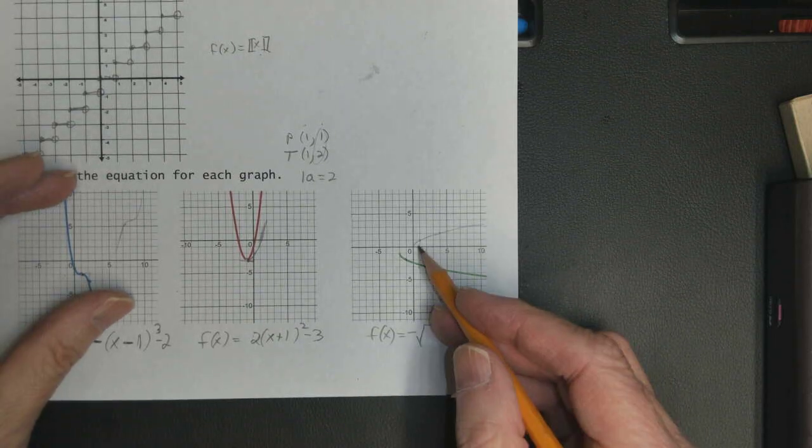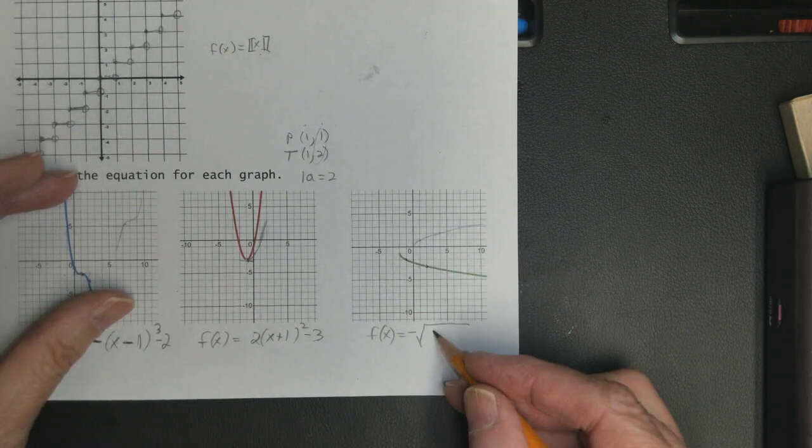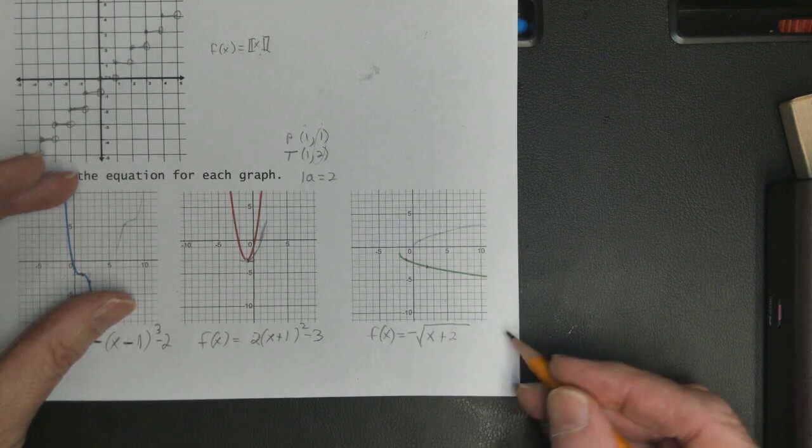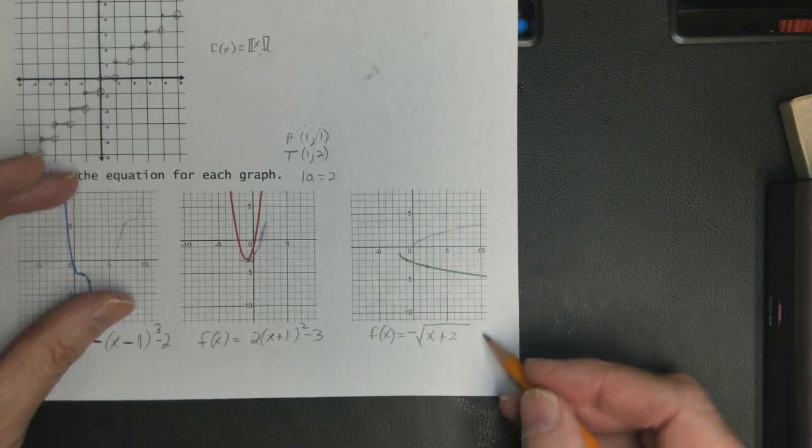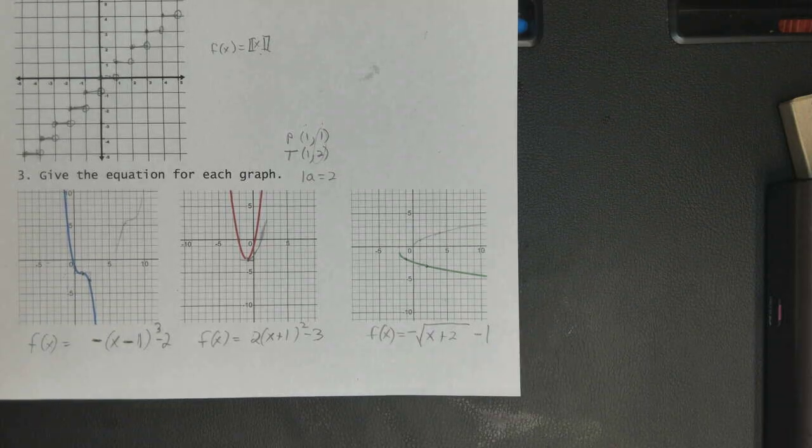And then we have translated it 2 units to the right. So let's go x plus 2 here. And we've translated it 1 unit down. And go minus 1 outside of the parentheses there.